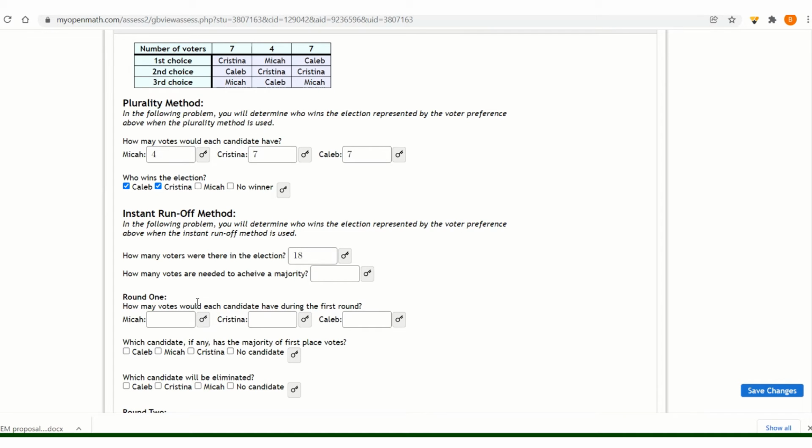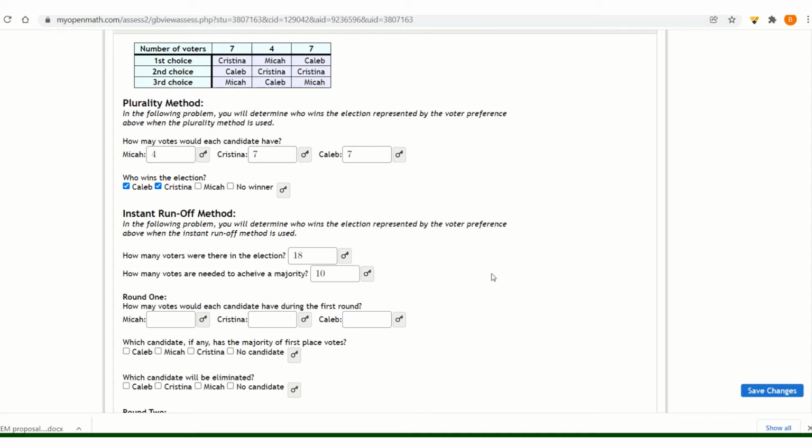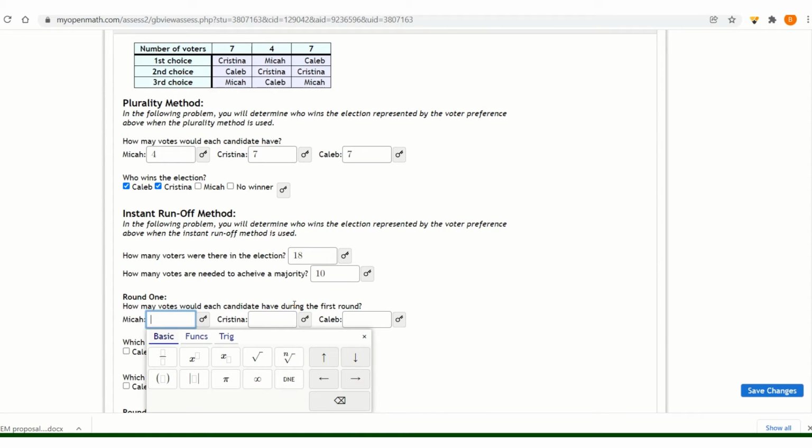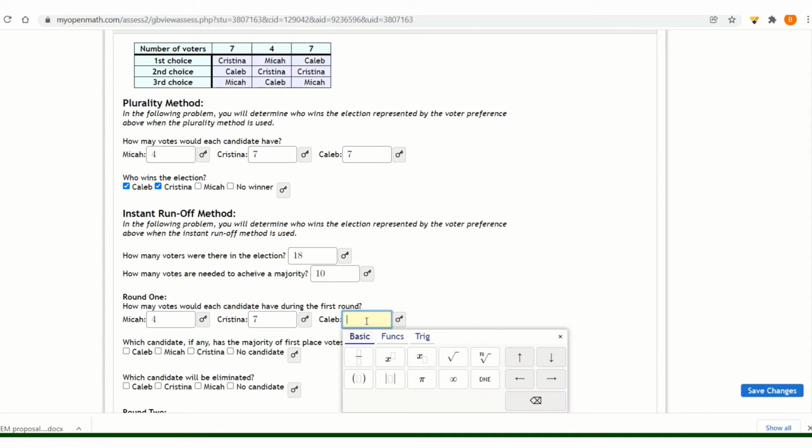How many votes are needed to achieve a majority? We take our 18 people who voted and divide it in half, which is 9. And we want one more than that 50%, so that's 10. A majority is 10 voters. Now, first round: how many votes would each candidate have during the first round? That's the same thing we got for the plurality method, the first place votes. So in the first round, Micah would have 4, Christina would have 7, and Caleb would have 7.